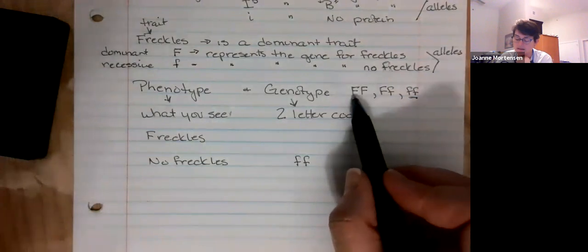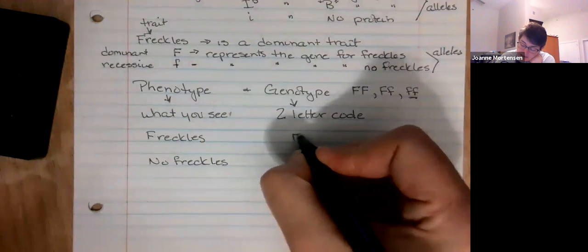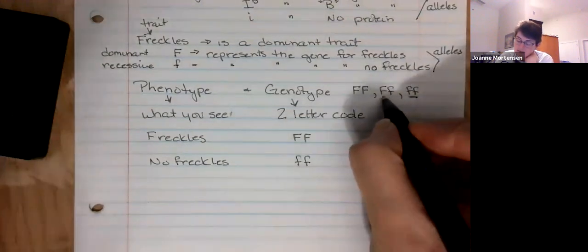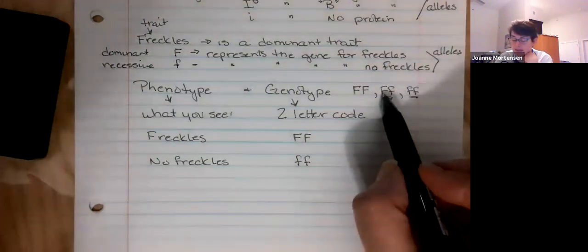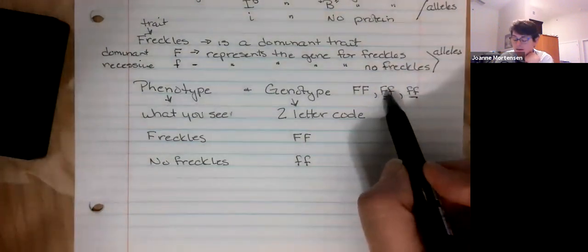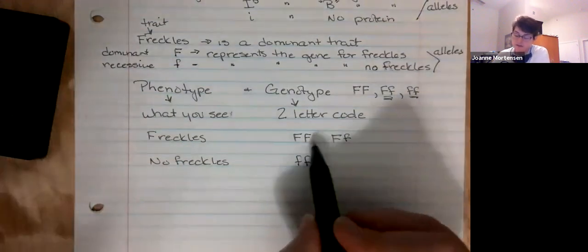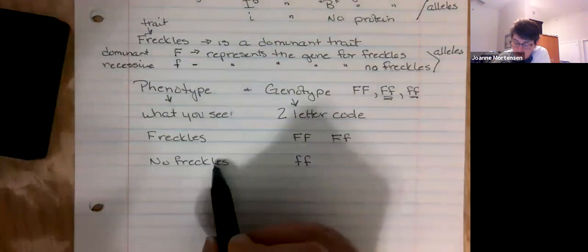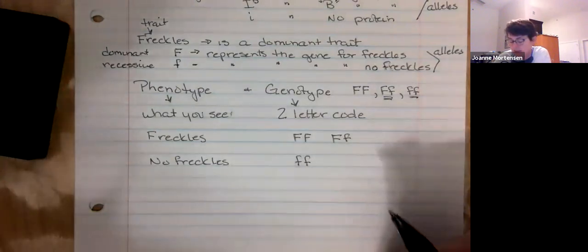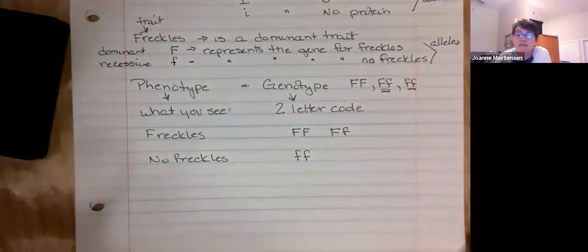This one, you can see that makes sense. It's going to produce freckles because it's got a capital F there. So freckles can have capital F, capital F. It's this one that messes up people. But the moment there's a capital F there, this one is hidden. It's still going to be the same. So there's 2 different genotypes for freckles. There's only one for no freckles because it's a recessive trait. So this one basically can just hide for a generation or something.